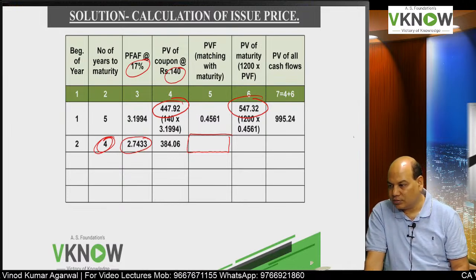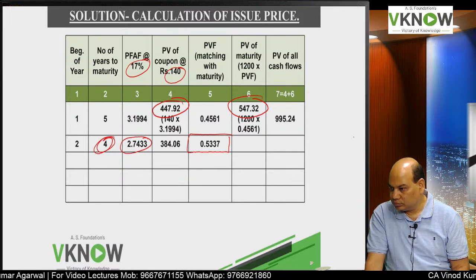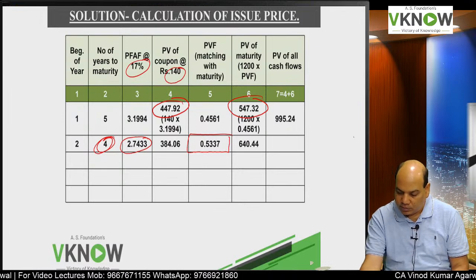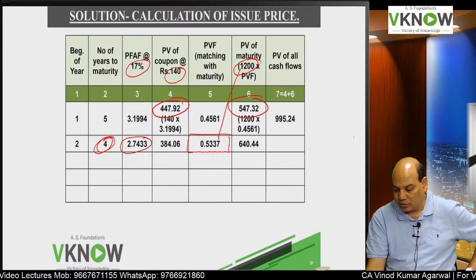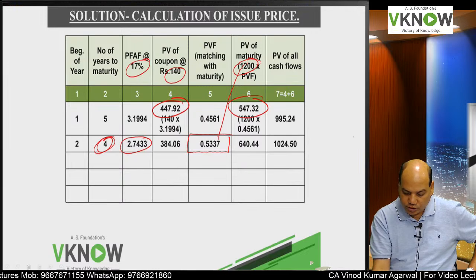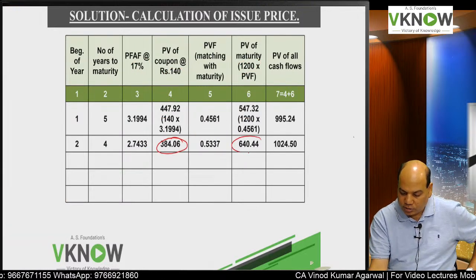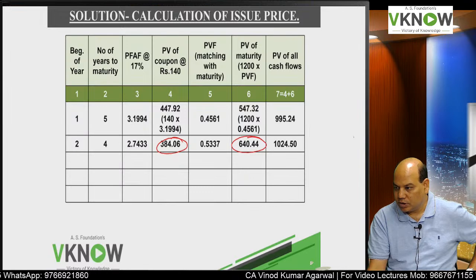The 4th year factor is 0.5337. Multiply by 1200. That is 640.44. Then you add the PV of coupon and the PV of redemption value. 1024.50, that is right.